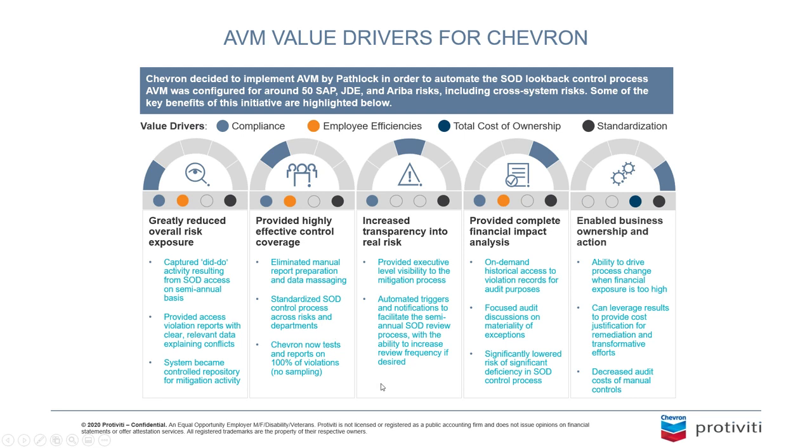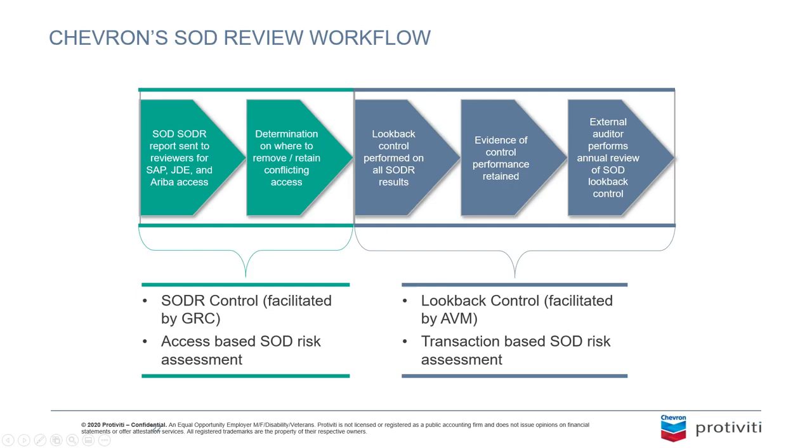So just continuing on as far as talking about how the SOD workflow and review works for us at Chevron, and this is related to some of what Susan was talking about earlier, we do first of all have the access review, where it's just identifying the individuals that have SAP, JDE, or Ariba access in place, asking them to look at those accesses and determine whether it needs to be kept or removed. So whether they need to retain the access or remove the access. And then from there, that information does feed into AVM.